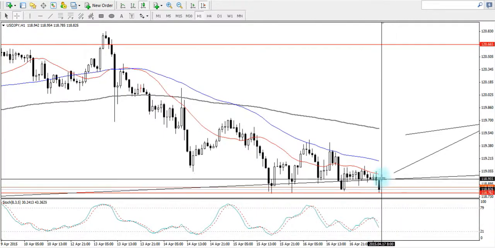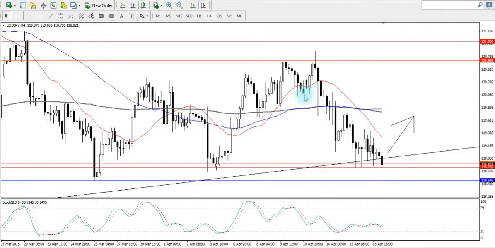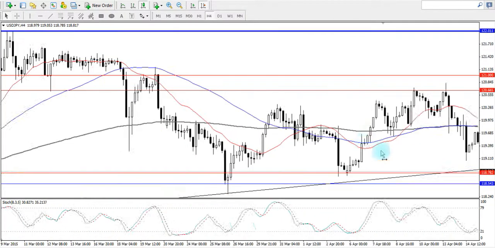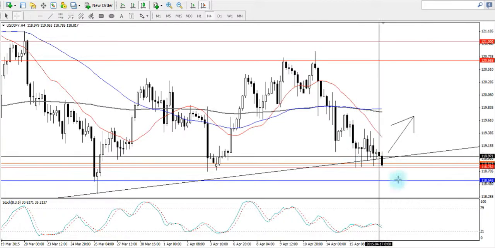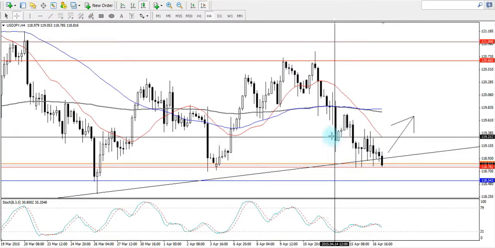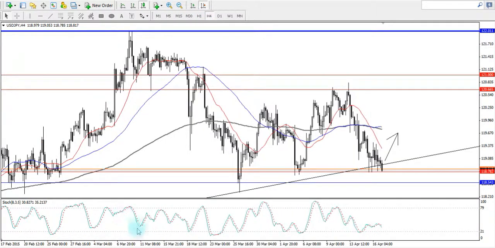If it's able to pull back from here, then this might be a very good opportunity to go for a long instead. We have been seeing the US dollar weakening quite significantly, and therefore this might be a very good price that most traders might want to go into to long the US dollar again. So that's pretty straightforward for the dollar against the Japanese yen.